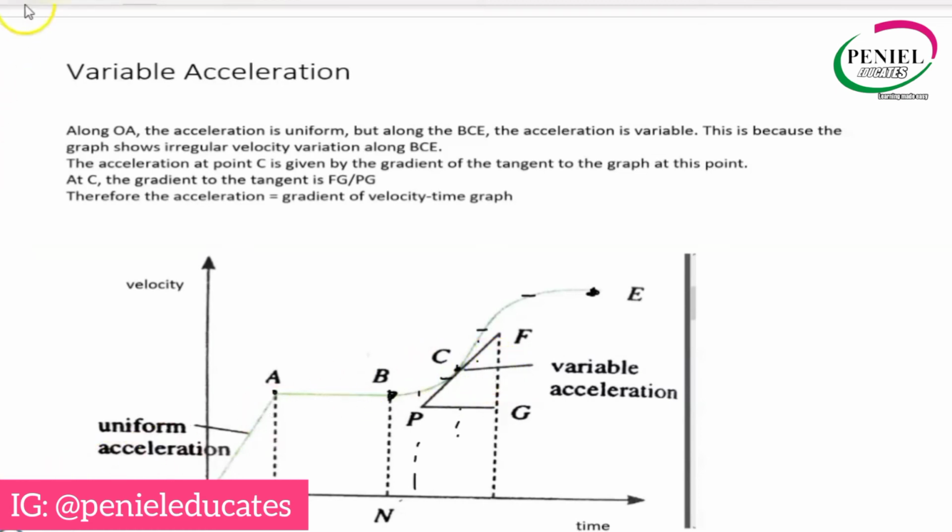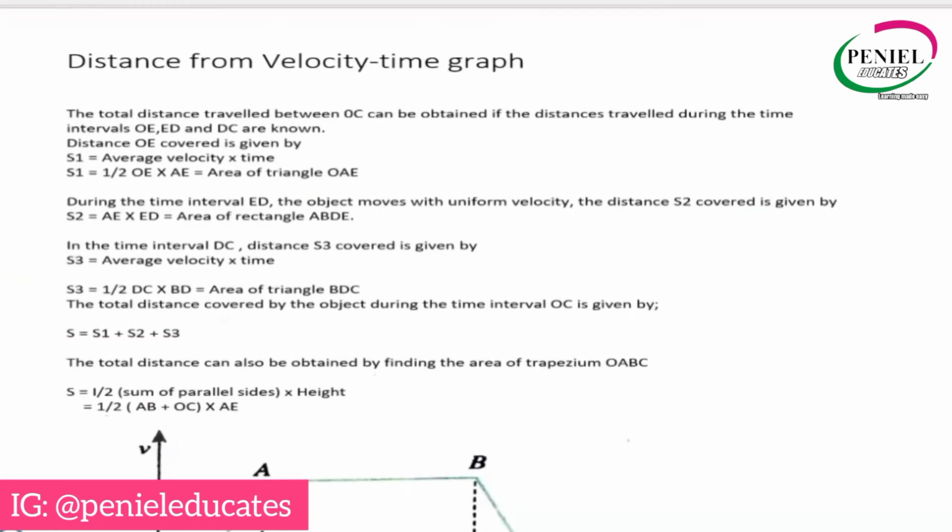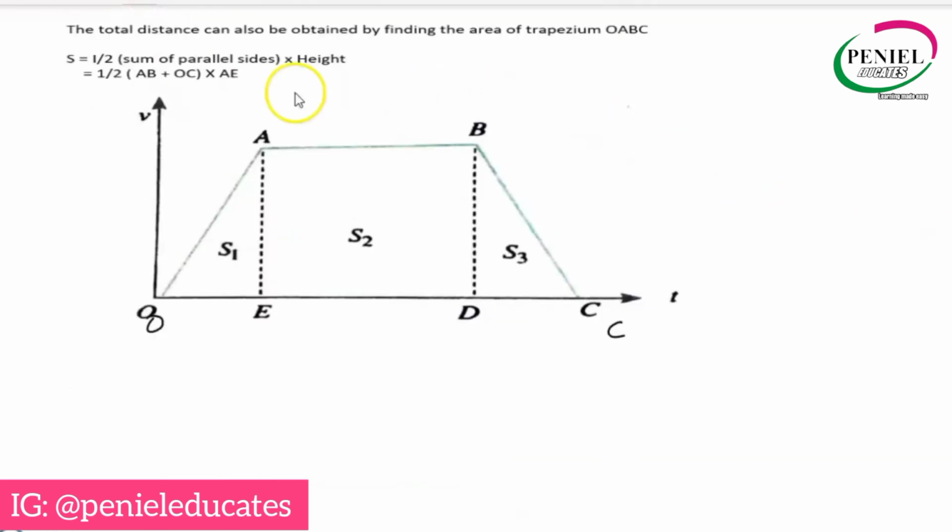I want us to look at distance from a velocity-time graph. How do we calculate distance from a velocity-time graph? Let us look at how to quickly do that. In this diagram, to find the total distance covered from O to C, we need to know the distance OE, the distance ED, and the distance DC.